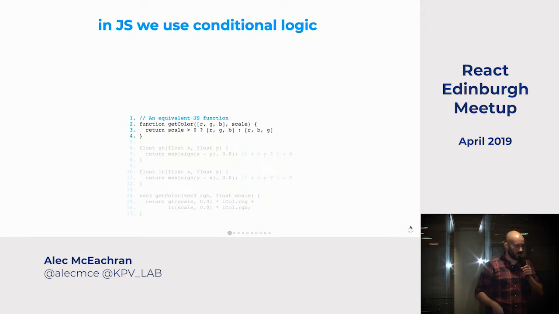And that means we have to think slightly differently. If you think about JavaScript and you want to get the color, now I told you that I flipped the green and blue position earlier. So what I say is, if the scale of our bars at every point is greater than 0, return red, green, blue. Otherwise, return red, blue, green.